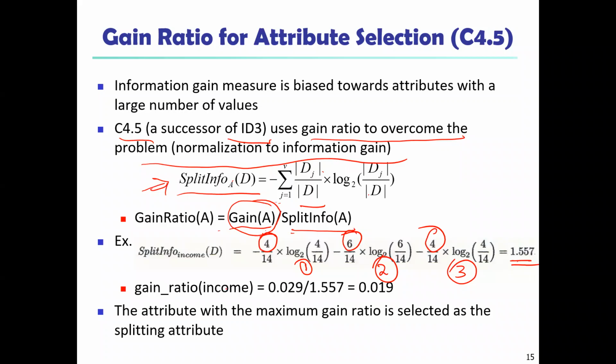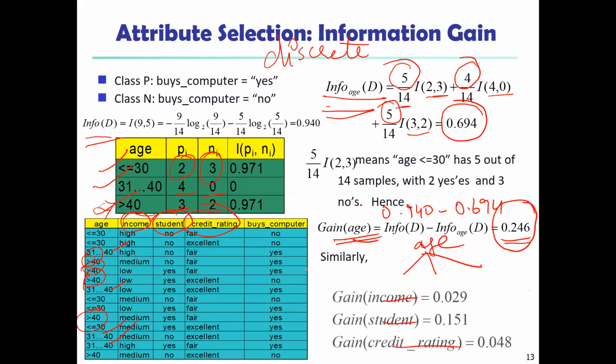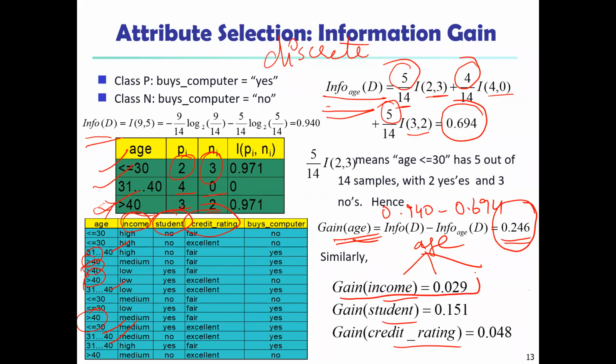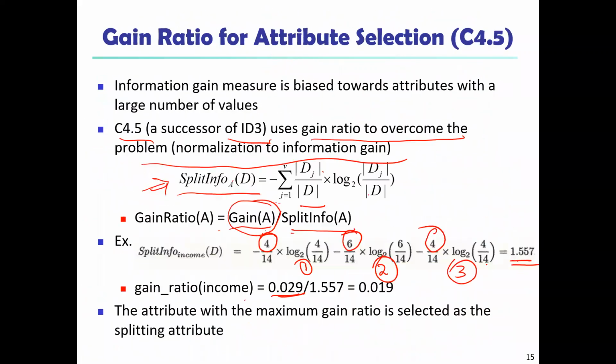So gain ratio for income is equal to 0.029, which we got as the information gain. See here, the gain for information is 0.029. Same thing here, 0.029 divided by 1.557. We got 0.019. So the attribute with the maximum gain ratio is selected as the splitting attribute. So we need to find the gain ratio which is maximum.